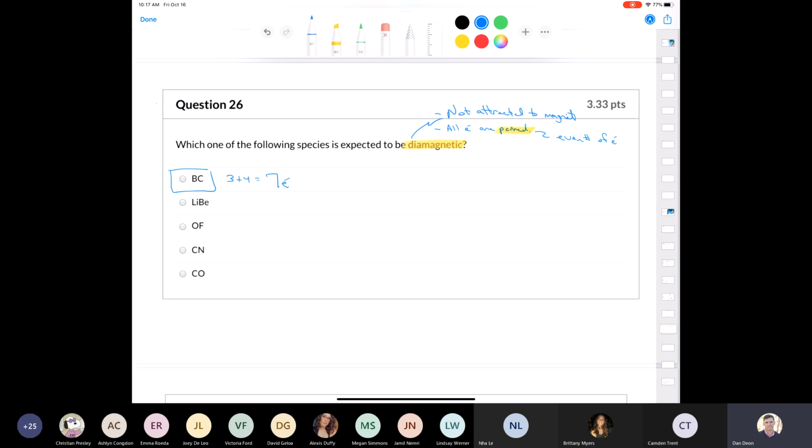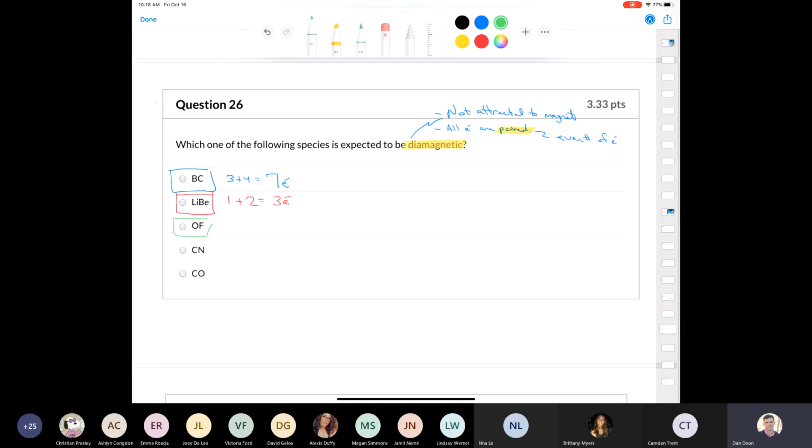If we look at lithium and beryllium bound together, lithium has a total of 1 valence electron, and beryllium has 2. That gives me 3. That's an odd number of valence electrons, so there's no way that could be diamagnetic. We go to the next one.